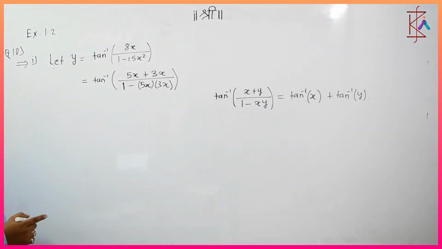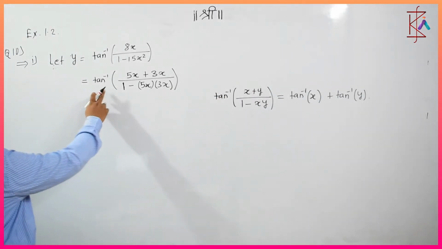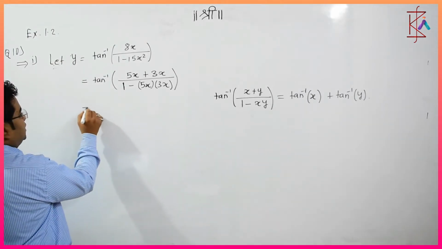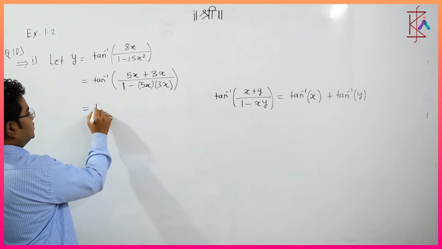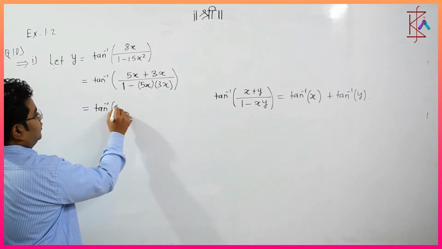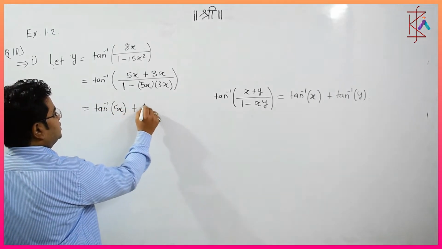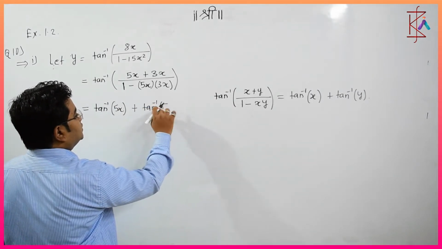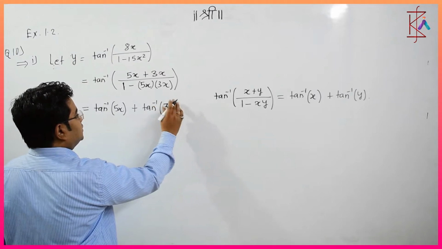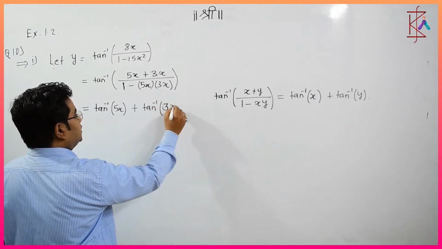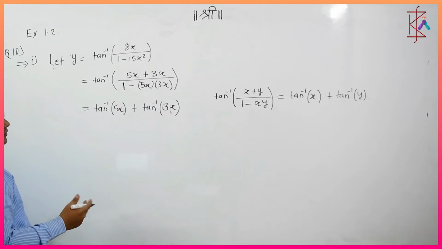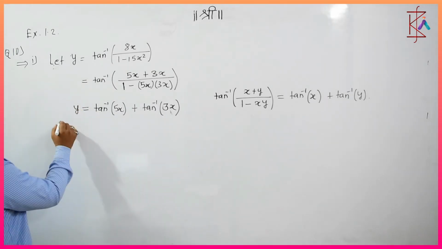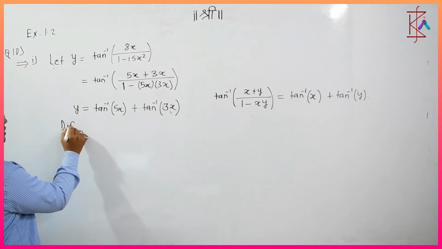Due to this we can convert the expression into tan inverse x and tan inverse y. Similarly we are performing it over here. So it becomes tan inverse of 5x plus tan inverse of 3x. So this is the simplified form. Now what do we need to do? We need to differentiate it. So let's move to differentiation.